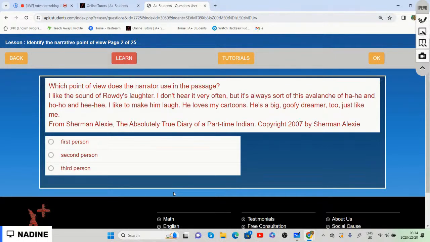I like the sound of Rowdy's laughter. I don't hear it very often, but it's always sort of this avalanche of ha ha and ho ho and he. I like to make him laugh. He loves my cartoons. He's a big, goofy dreamer, too, just like me.